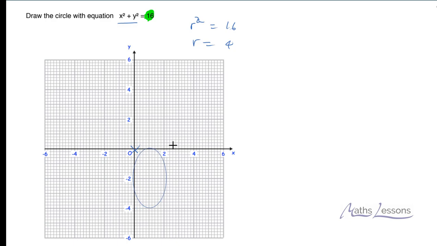So I'm going to have a go at drawing a circle. That's radius 4. Does that look like a circle? It's not far out. I'm going to move it so it centres in the middle. Just grab it.